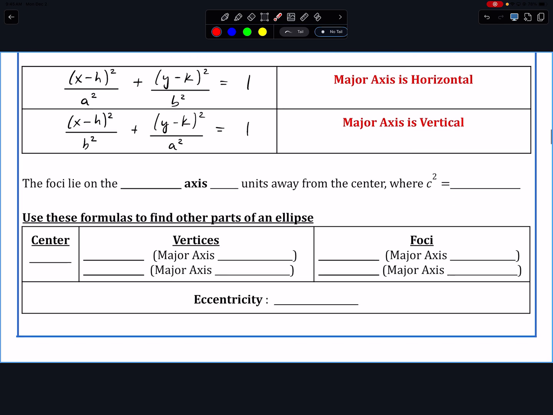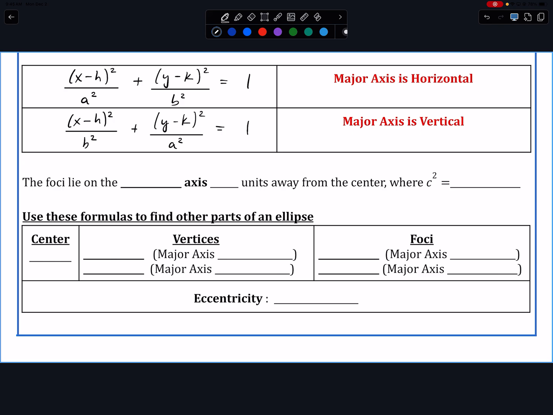The foci or foci lie on the major axis, and they are C units away from the center, where C squared is equal to A squared minus B squared. So it's kind of like Pythagorean theorem, but it's not.